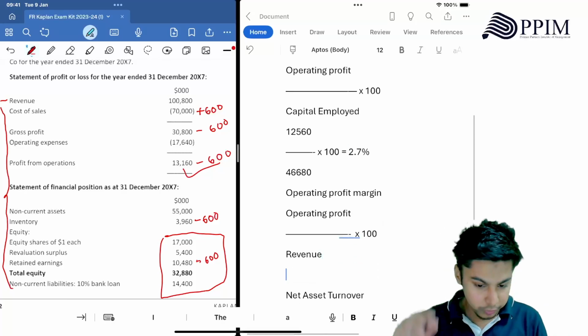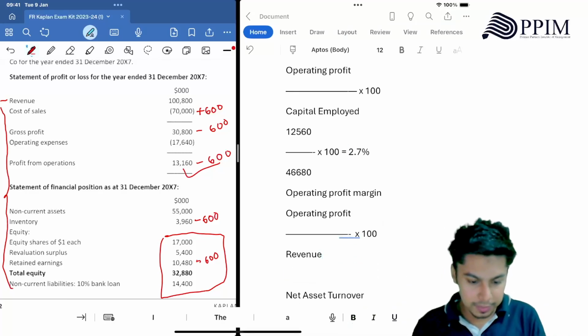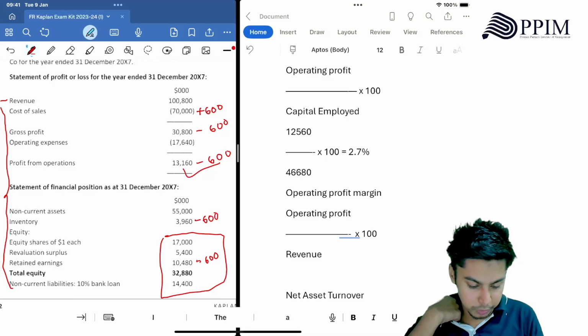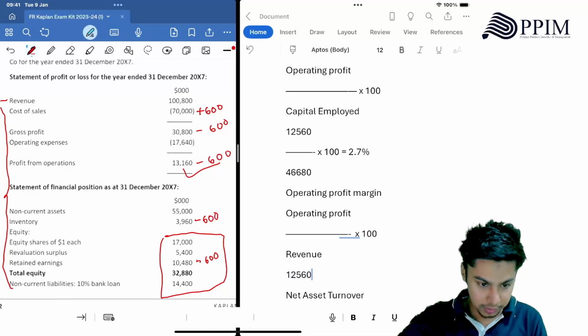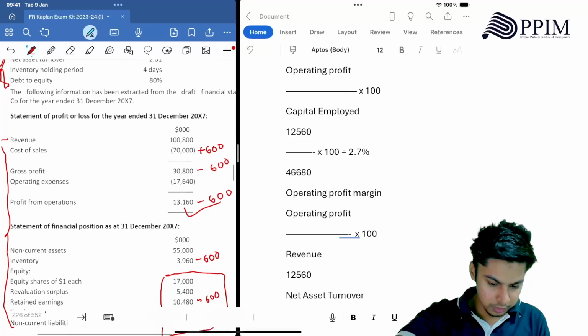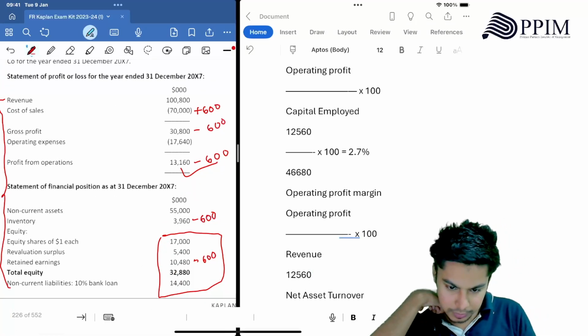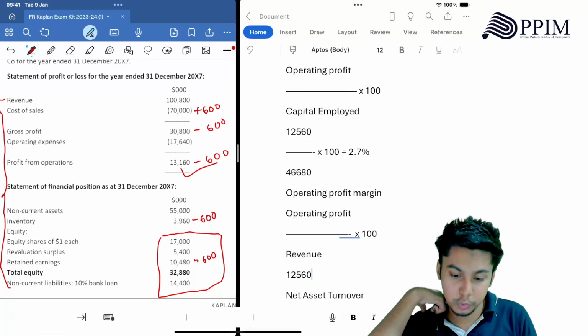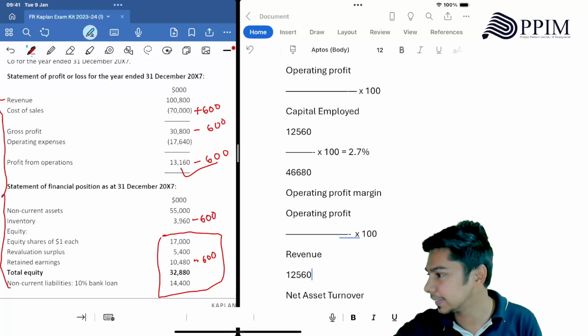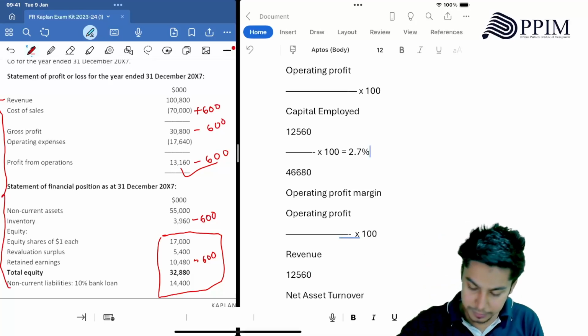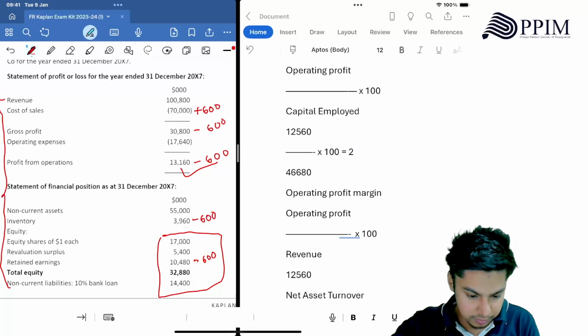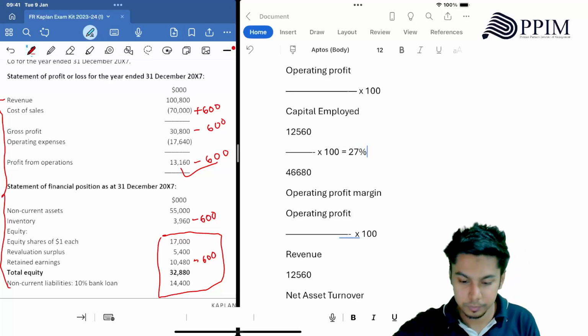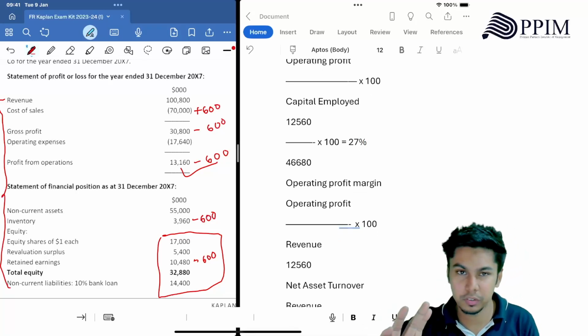Then operating profit. What's going to be the answer? Profit from operation should be 12,560. I think there's a small issue with my ROCE, no? Yeah, 27%. Correct. It has to be 27%. Sorry, guys, my bad. 27%, or 26.9 is also acceptable.